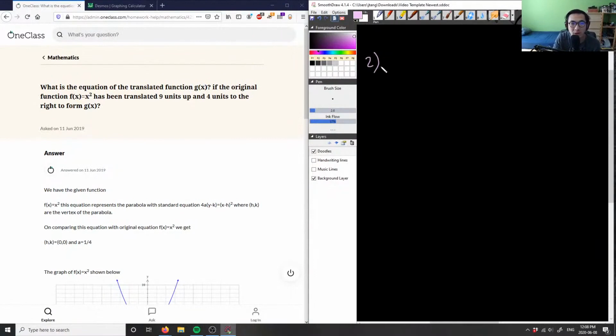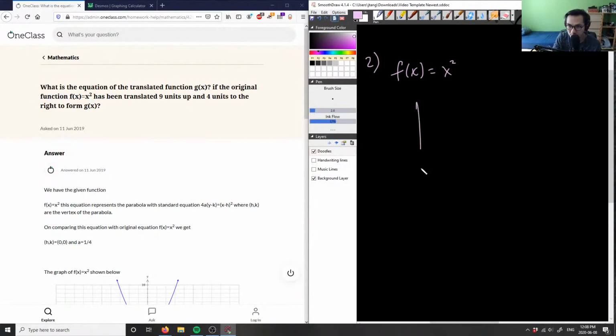So what do we have here? We have f of x equals x squared. And this here is called our parent function because all the transformations that we do are going to be applied to this x squared function here. So we have original function x squared.